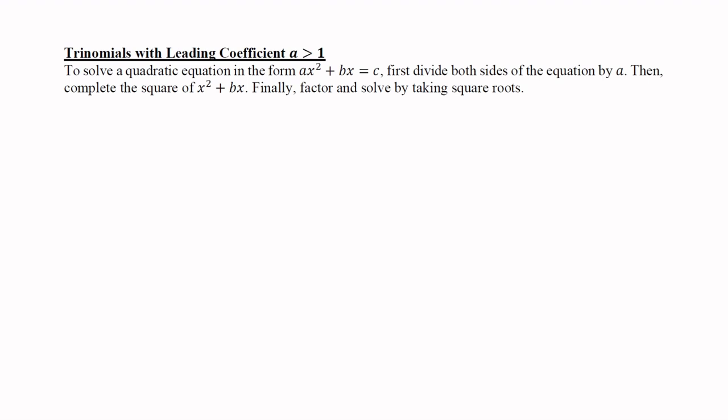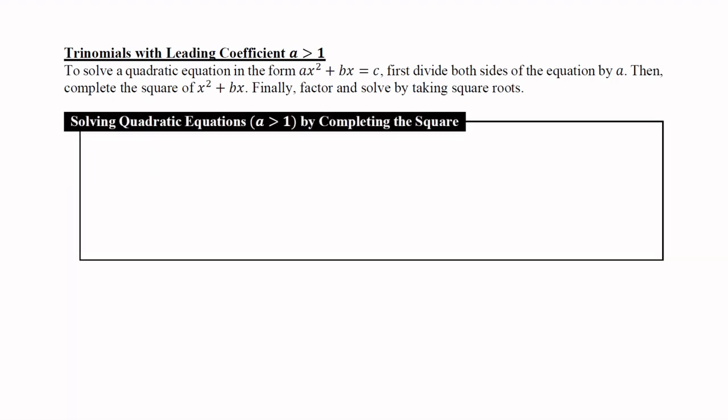To solve a quadratic equation in the form ax squared plus bx equals c, first divide both sides of the equation by a. Then complete the square of x squared plus bx, and finally factor and solve by taking square roots. So here's a more comprehensive look at the steps that you're going to take.